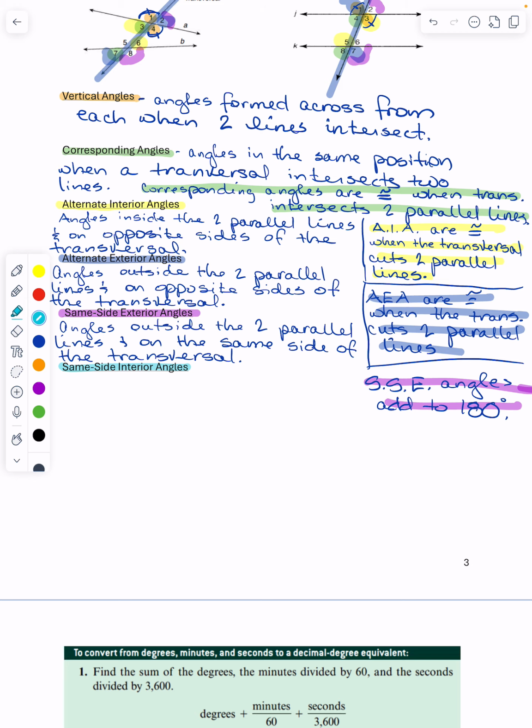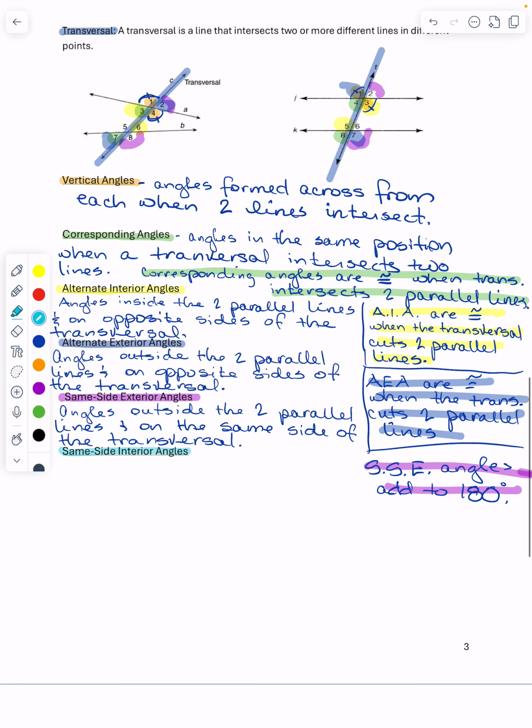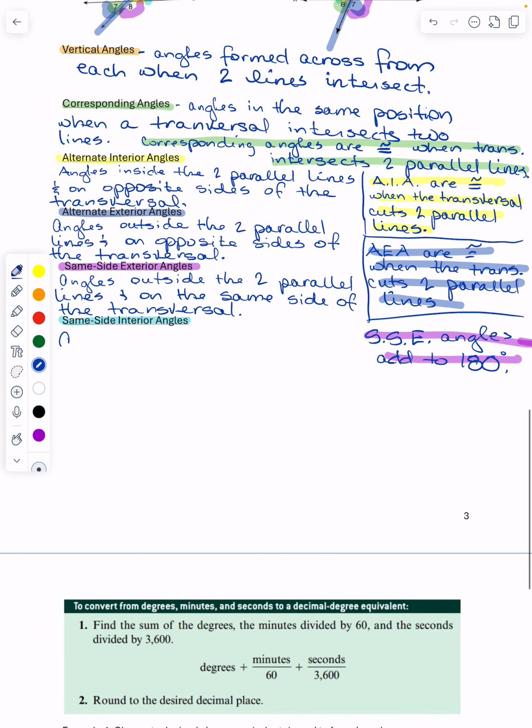Same side interior, we can figure out what this is going to be. On the same side, in between the two parallel lines. So 4 and 5 over here, also 3 and 6. So these are the angles on the inside of the two parallel lines and on the same side of the transversal.